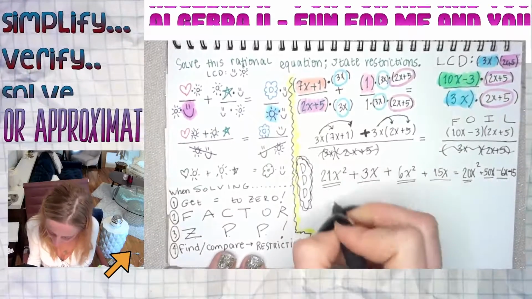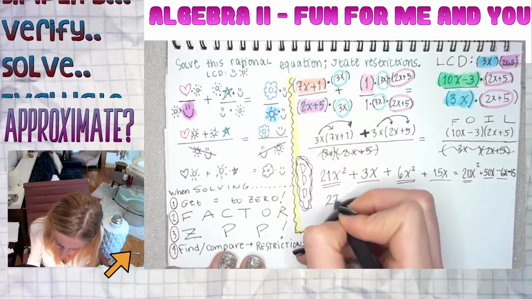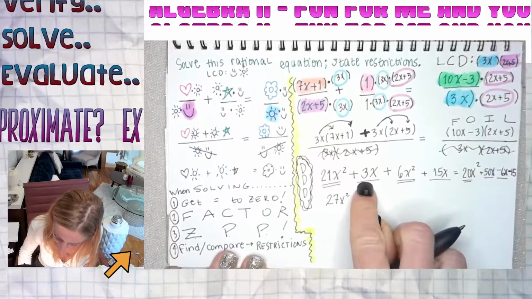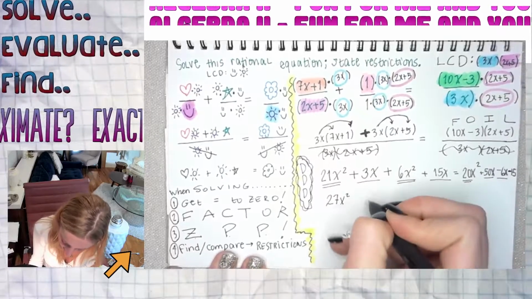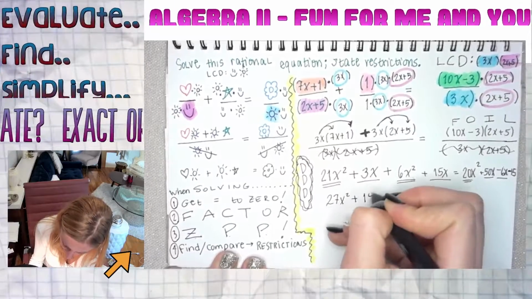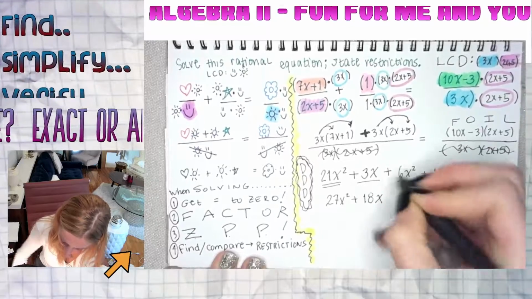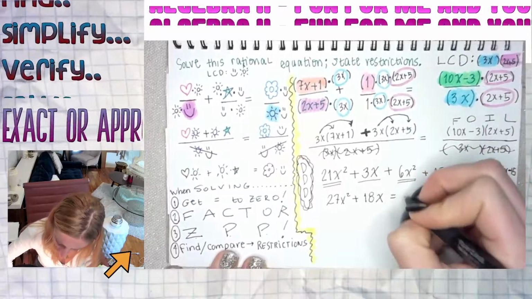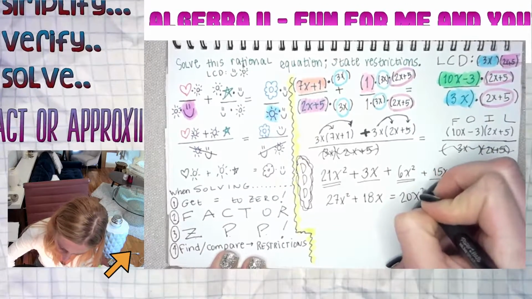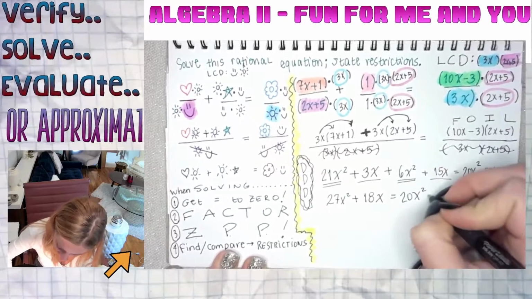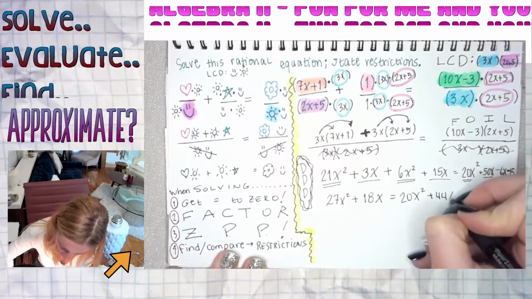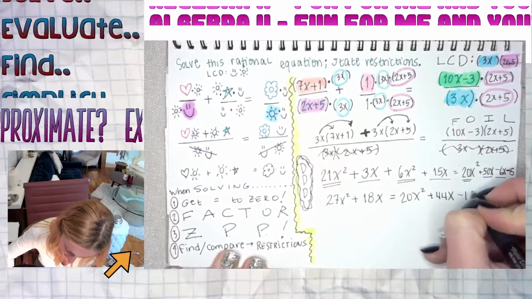21x squared plus 6x squared is 27x squared. 3x and 15x, they're both positive, and we get 18x. Equals 20x squared. No one to combine yet. 50 take away 6 is 44x minus 15.